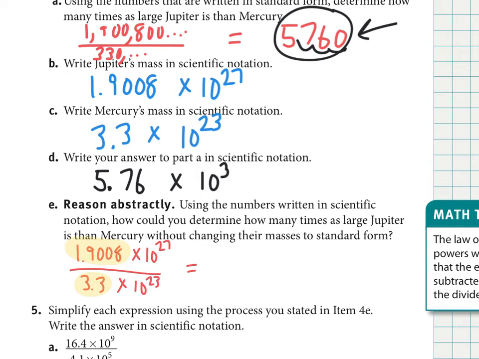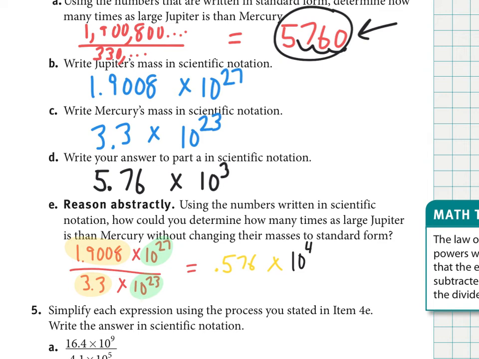Okay, and that's giving me 0.576. And then with the 10 to the powers, remember we do this by, when you divide with the same base, you actually subtract exponents, correct? So this would be times 10. If we do the 27 minus 23, it would be 10 to the 4th power.